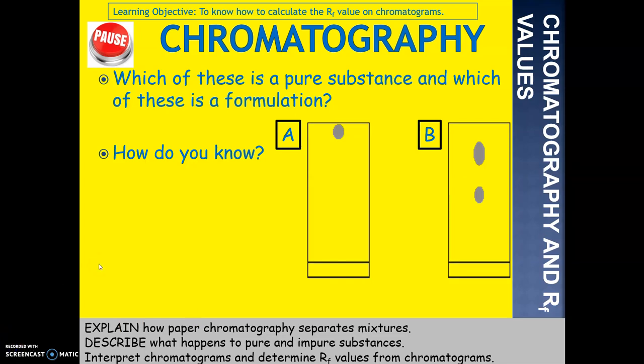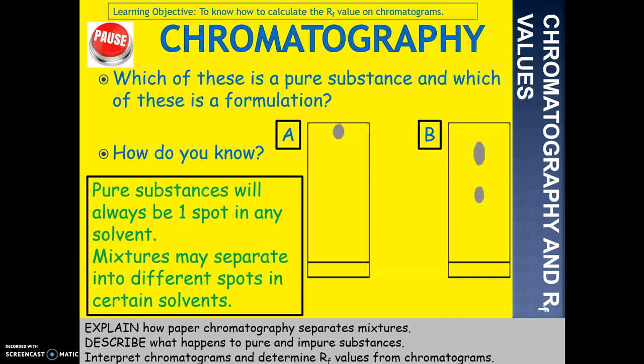So hopefully you had a nice little discussion there. Pure substances will always be one spot in any solvent. So A is a pure substance because it's only one colour, it's only one ink. Whereas mixtures may separate into different spots in certain solvents because they have different colours and different inks. That's the difference between them. So A is a pure substance, B is a mixture.